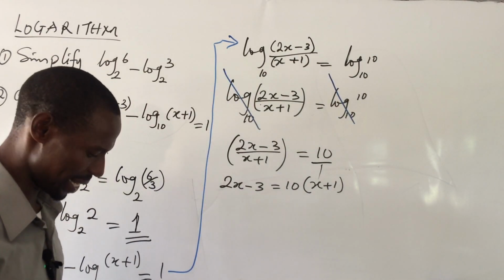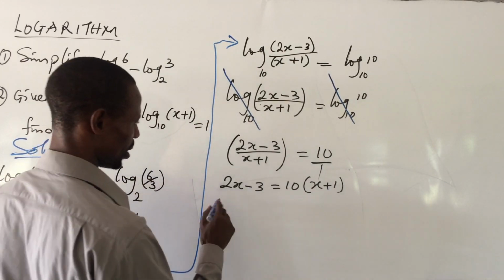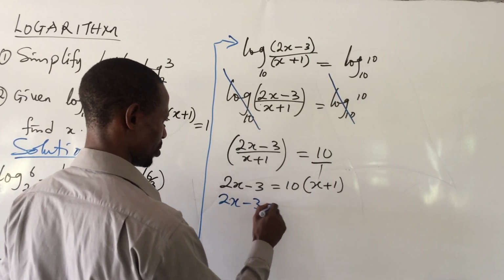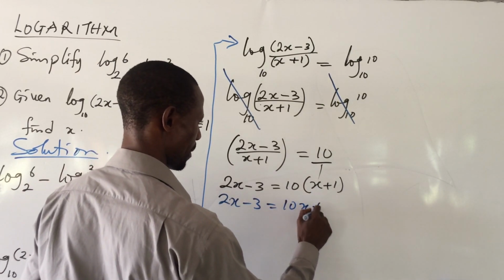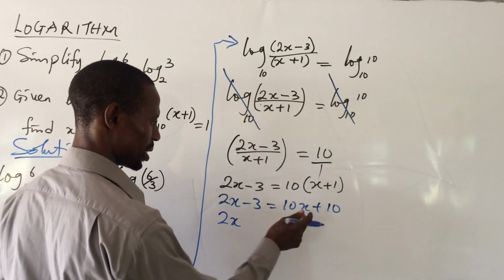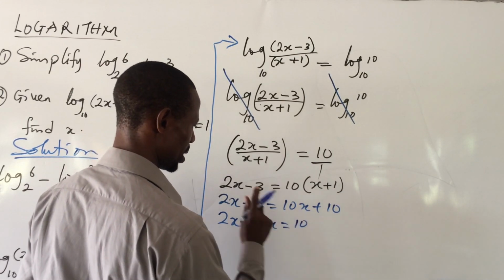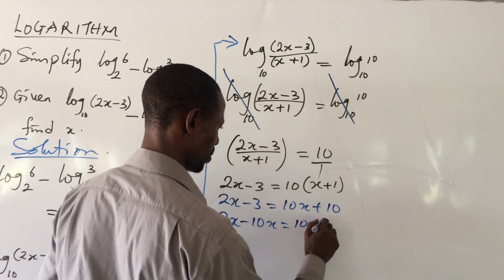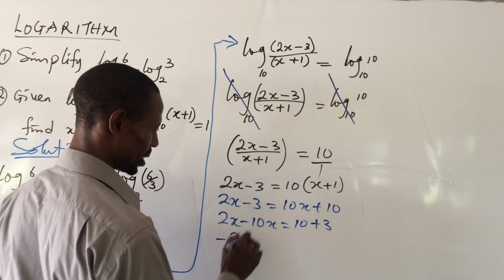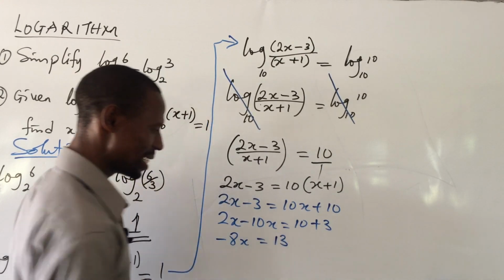So let's go ahead again. This is a very simple challenge. So from here, we have 2x minus 3. Open up this bracket to give us 10x plus 10. Collect your terms. This will now give us 2x. Send this to the other side: minus 10x equal to 10. Bring this back to this side to give you plus 3. So this will give you minus 8x equal to 13.